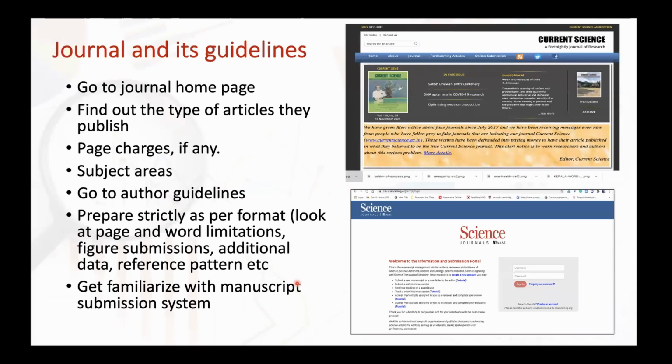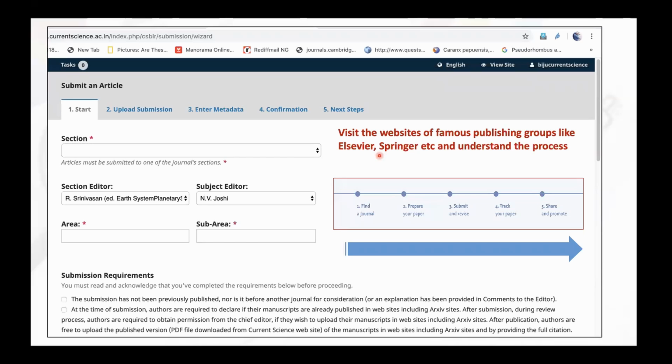Every journal has its own style and details given, so look at the subject areas and find out whether your manuscript fits into the journal. Many journals have an online submission system. Before you submit, get familiarized with the system. You have to create an account in every journal, then enter it and get familiarized with what they demand. Then you submit. So this is the way things look in an online submission system.